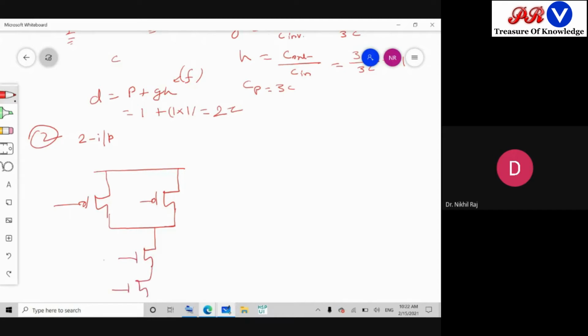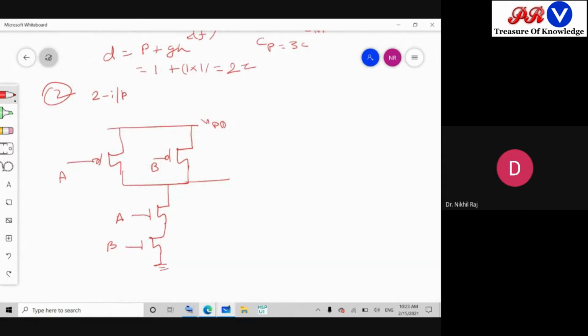This is A, this is B. CMOS is there, so it is also A, it is also B. This is VDD, and this is ground, and this is V out. Okay, now the question is: determine the logical effort for this NAND gate.